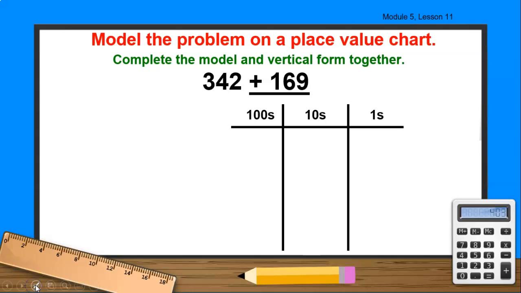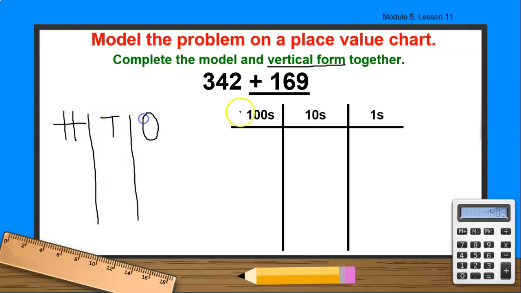Okay, boys and girls, now that we went over the problem and misconception, let's solve one together. It says complete the model in a vertical form. That's the first step. Write the problem vertically. I write my H for hundreds, my T for tens, and the O for ones. And I copy those numbers in the correct place. 342 plus 169. I'm done with key point number 1.